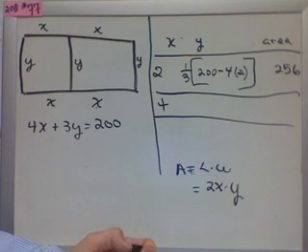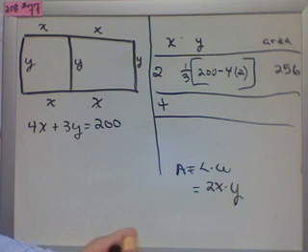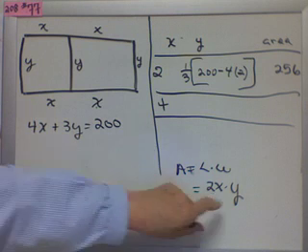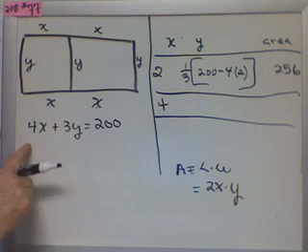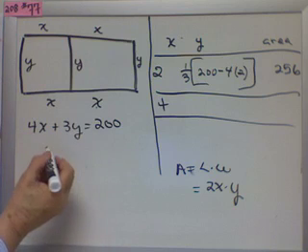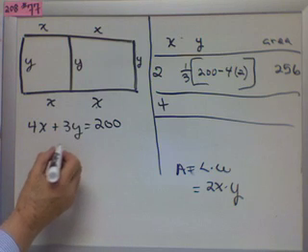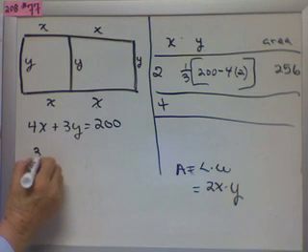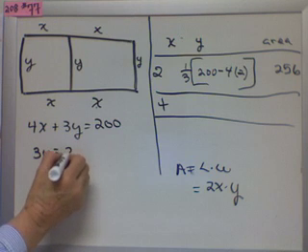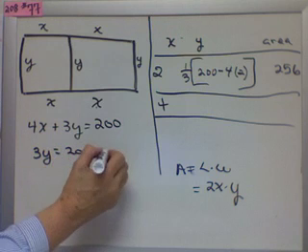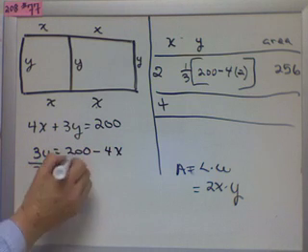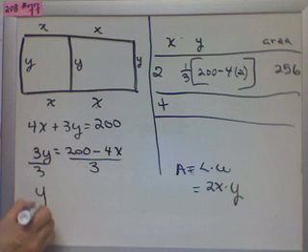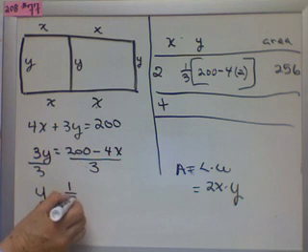But if I want to do this in terms of x, I need to solve for y. So how do I solve for the y that I need here? I had to use the information about the amount of fencing that was being used. Now, this is kind of a no-brainer. Solve for y. So how about this? 3y equals 200 minus 4x. Now I can divide by 3. I'm going to write it so that it looks like this.